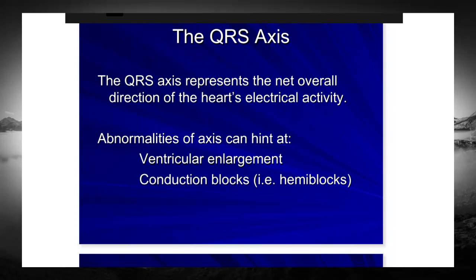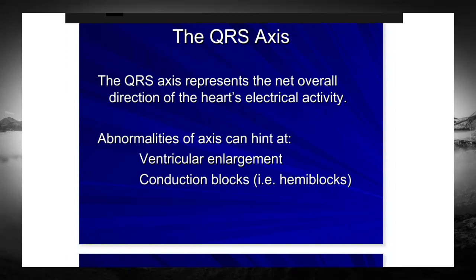So the QRS axis represents the net overall direction of the heart's electrical activity. An abnormality of the axis can give you a hint that the ventricle is enlarged for some reason. If you have this really big heart, now it's going to take a different direction than it normally does to depolarize that area. Say the left ventricle is larger than the right. If you have left ventricular hypertrophy, it's going to have more swing to the left. The right is going to be kind of normal, and because there is more swing to the left, that axis is going to start to move to a different direction, which is going to tell you something is wrong with the heart.